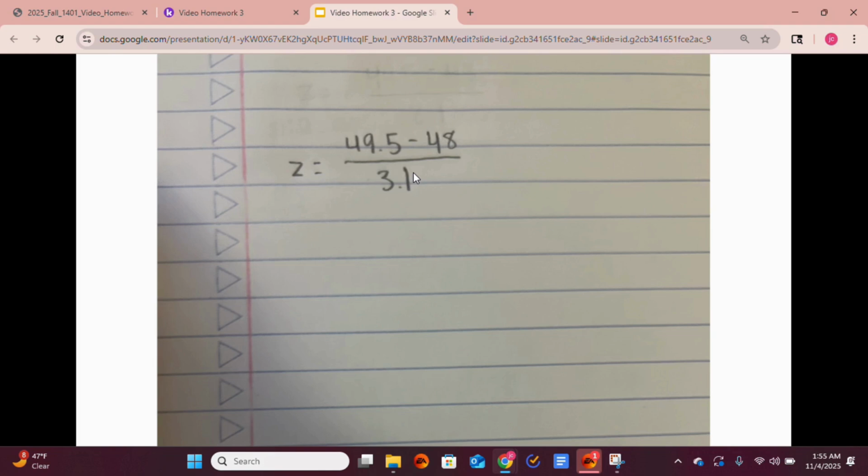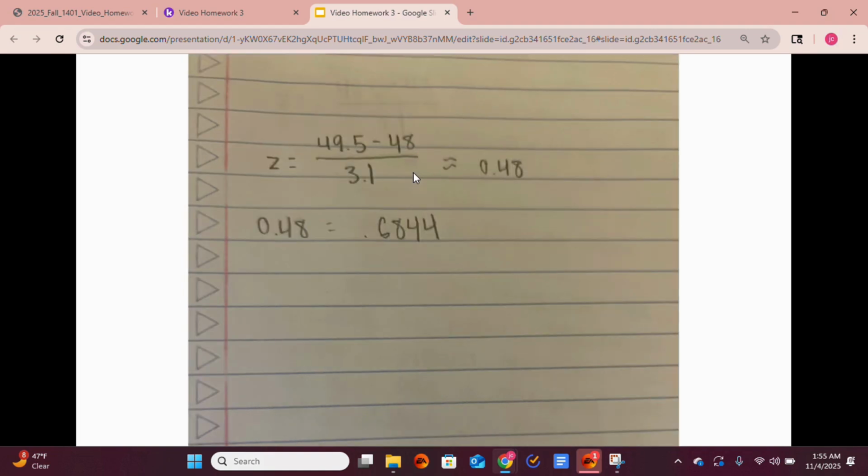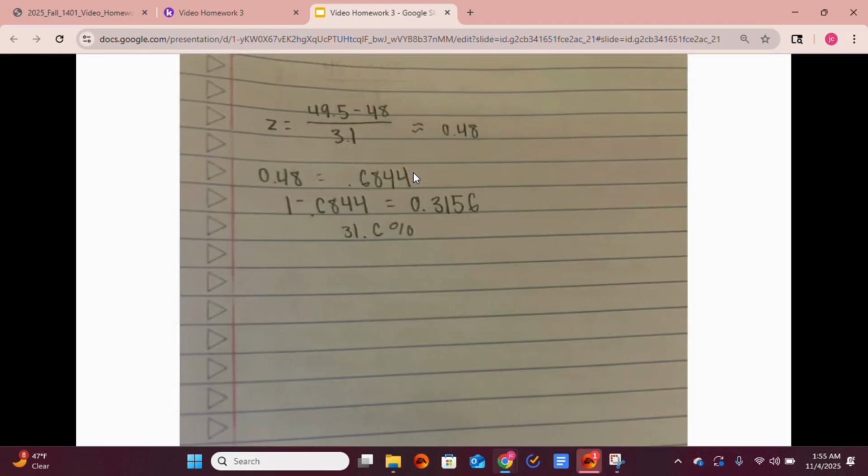z equals 49.5 minus 48 over 3.1, which would be about 0.48. When we find 0.48 in the z-table, we see that it gives us 0.6844. Then to find the right tail probability, we subtract 1 minus 0.6844 and get 0.3156. This tells us that there is about a 31.6% chance that she makes at least 50 shots.